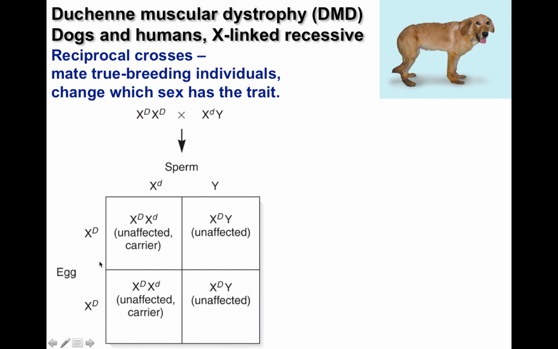Mom is only going to produce one type of egg, so we can really just look at these two squares up at the top here. If mom is homozygous for the wild type allele, all the daughters are going to inherit that one allele from mom and the recessive allele from dad. They will be heterozygous, they will be unaffected, but they will be carriers. In this type of cross, all of the sons are going to inherit the normal wild type allele from mom and they will be unaffected.